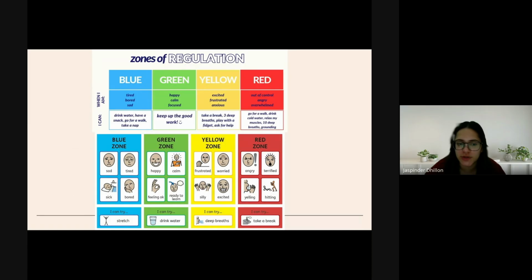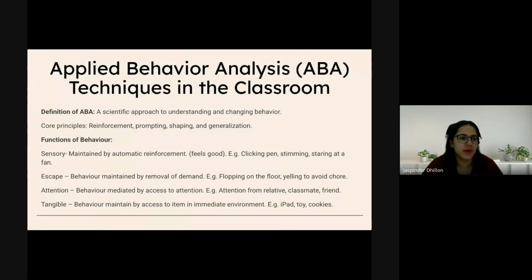Okay, now we're going to move on to applied behavior analysis, which is ABA techniques within the classroom. Applied behavior analysis, or ABA, is a scientific approach to understanding and changing behaviors. It's based on the idea that behaviors can be taught or modified through reinforcement and repetition. So ABA focuses on reinforcement, prompting, shaping, and generalization.